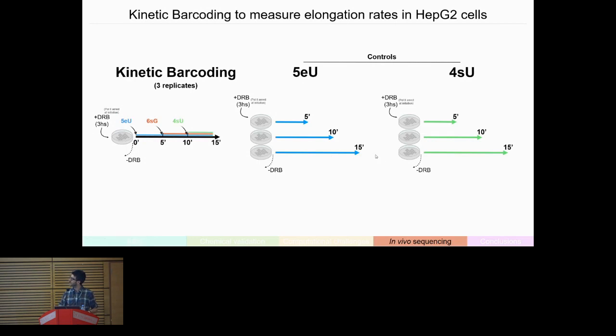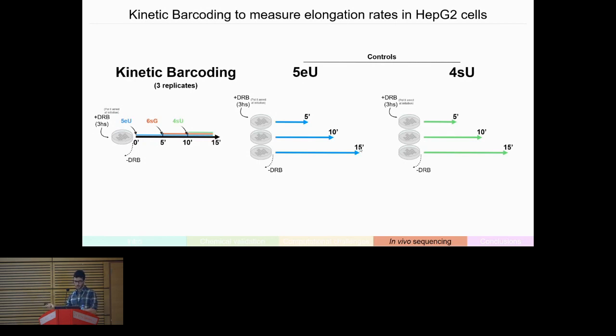The other thing I didn't mention is that for 5EU, you only need 1 plate of cells and 1 library. For the other ones, you need 3 if you have 3 time points, and therefore 3 libraries. So this is actually way cheaper than doing just 4SU or 5EU. And I did short read sequencing on this.